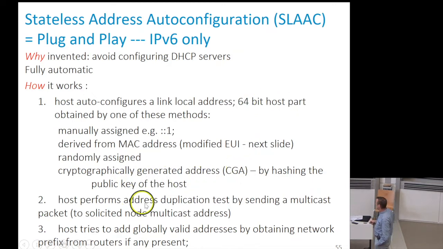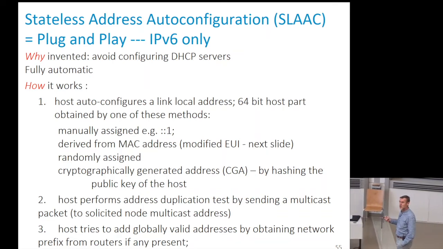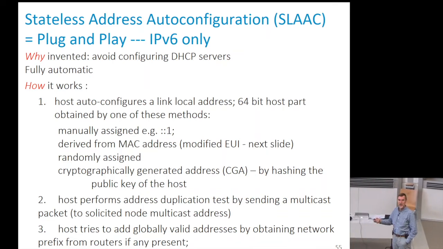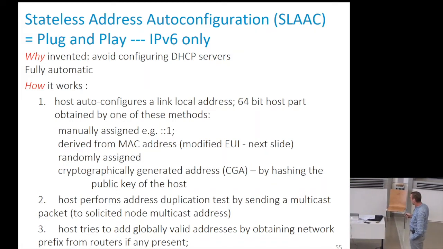Then you perform what is called an address duplication test to verify that there's no bug in the system. With IPv4, you would send a broadcast message to anybody asking who has this address. And if somebody answers me, then there is a problem. You should not use this address, because if two hosts have the same address, some things are going to crash somewhere. Of course, with IPv6, we don't broadcast, but we send to the solicited node multicast address that corresponds to this host.